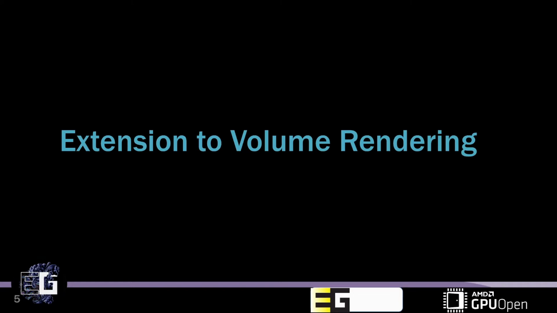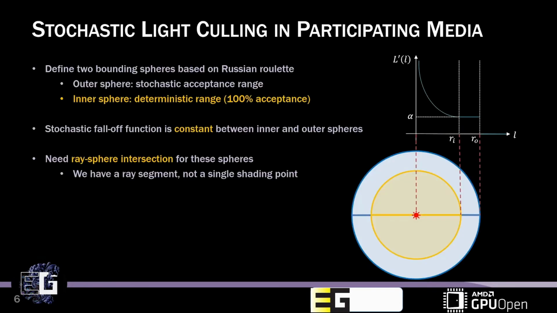However, this stochastic light culling method was originally proposed for surface illumination. Then, in this work, we extend it to volume rendering. Because the stochastic fall-off function is discontinuous, we can define two bounding spheres based on Russian roulette. We newly introduced the inner sphere here, which represents the 100% acceptance range, while the outer sphere represents the stochastic acceptance range. Between the inner and outer spheres, the stochastic fall-off function is constant as this figure shows.